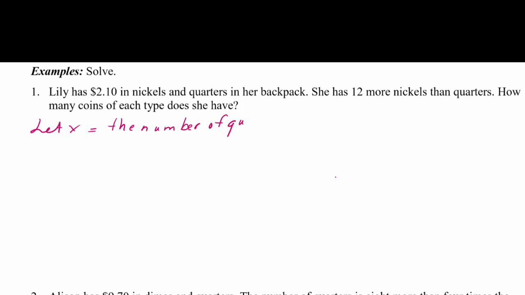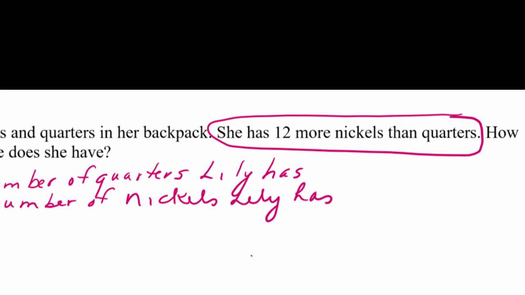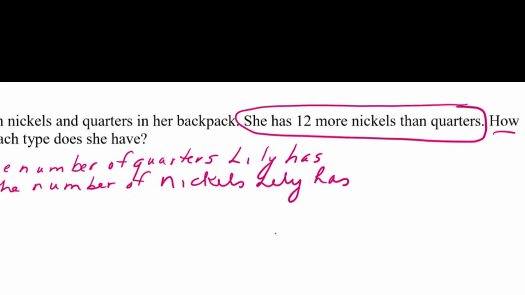Now notice what I did not write. I did not write x is a quarter. Remember, that doesn't give us enough detail. In this particular problem, we're finding how many quarters she has, so you're going to write x is the number of quarters that Lily has. Then we know that for the nickels, there's 12 more than that. So x plus 12 is the number of nickels that Lily has in her backpack. Remember, we got those 2 definitions from that second sentence, and also from knowing that we were looking for how many quarters and how many nickels she has.